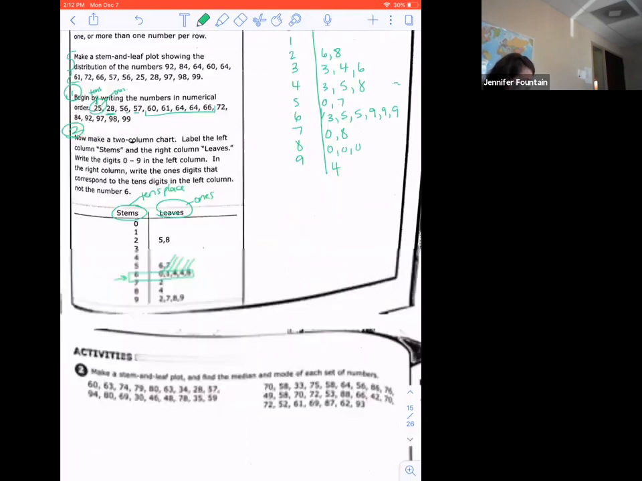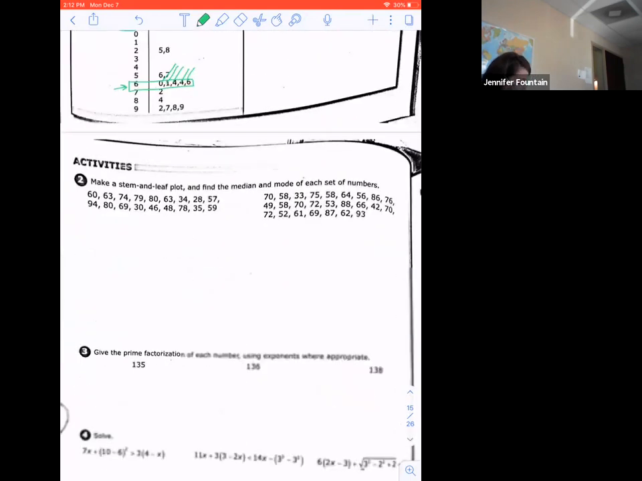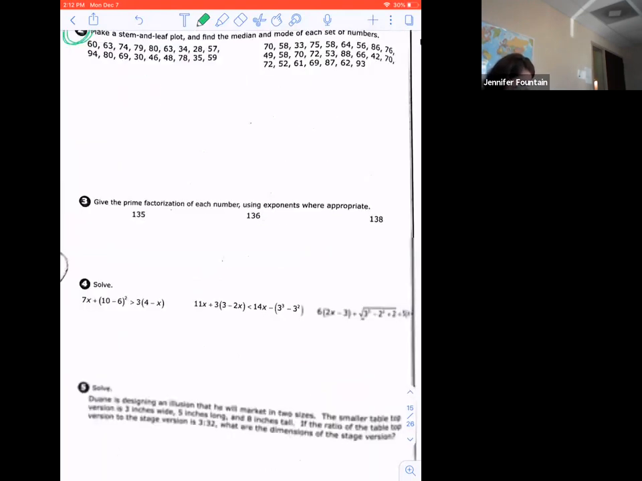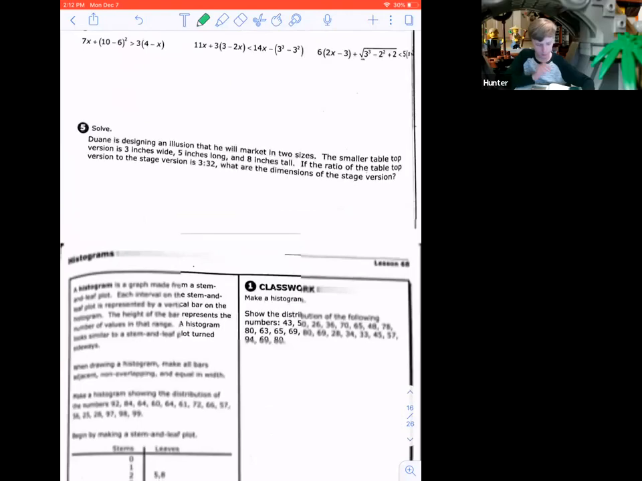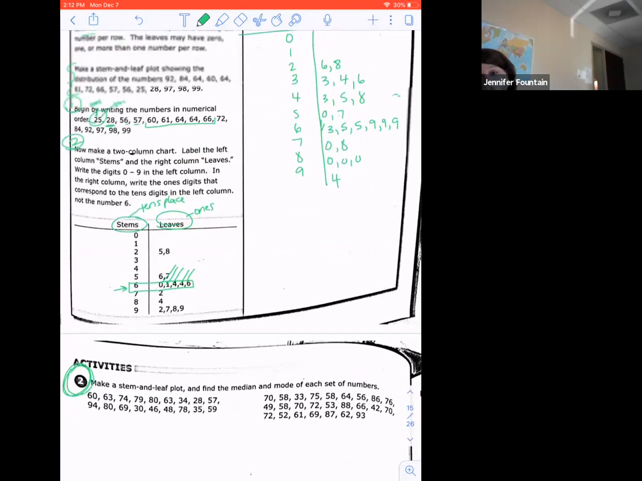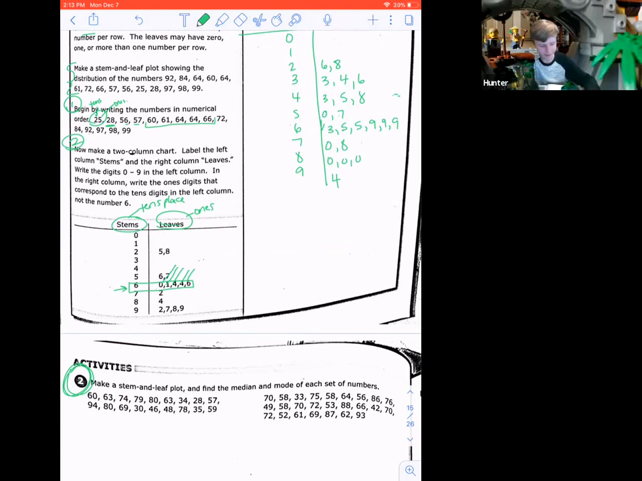Okay. So for homework, you will have activities 2 on page. We haven't covered median and mode yet. That's what I said. We were skipping over those. I'm saving those till after Christmas holidays. We're going to spend a good bit of time on mean, median, mode, range, and I think that's it. Median, mode. It says make a stem and leaf plot and find the median and mode of each set of numbers, of the homework you're assigning for us.